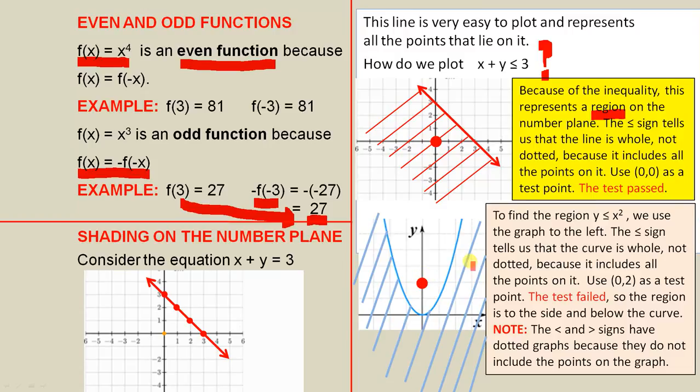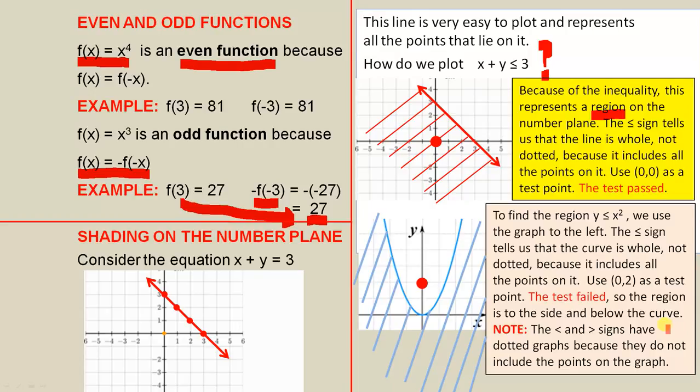Now we're going to put 0, 2 in there. Now 0 is the x value, so we put it there. 0 squared is 0. So that side is 0. Put 2 there. 2 is less than or equal to 0. The test failed, so it's false. Whenever the test fails, you shade the other side of the line or the curve. You do not shade the area where you have the test point. You must shade the other side, and that's exactly what I've done. The test failed, so the region is to the side and below the curve.